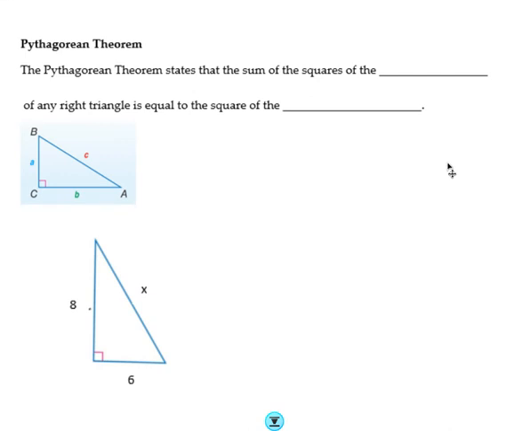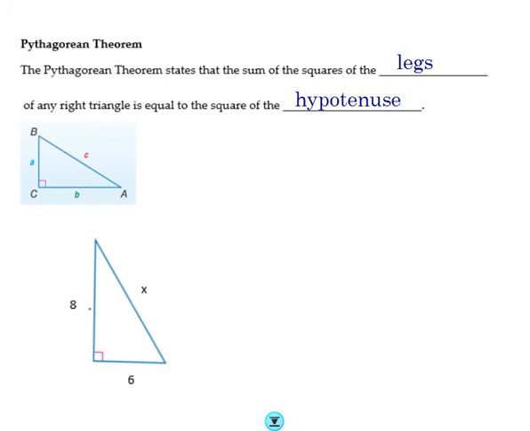This is probably going to be one of the most important things that you see throughout the year in geometry. So we're just going to hit you with it right from the beginning. We're going to use it a lot here. So what exactly is the Pythagorean Theorem? The Pythagorean Theorem states that the sum of the squares of the legs of any right triangle is equal to the square of the hypotenuse.